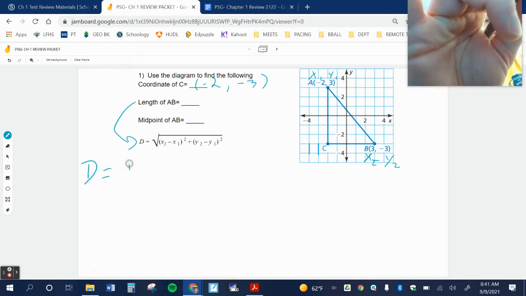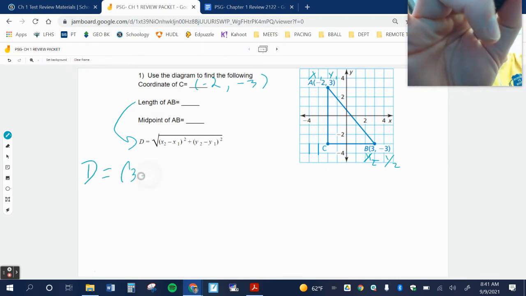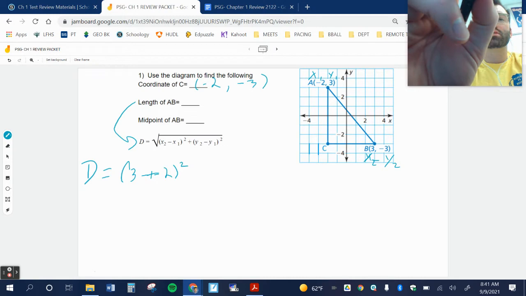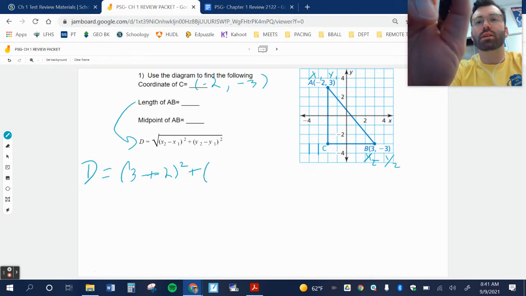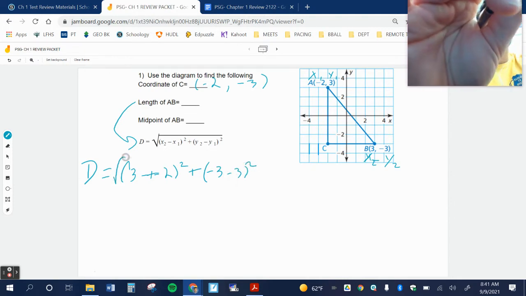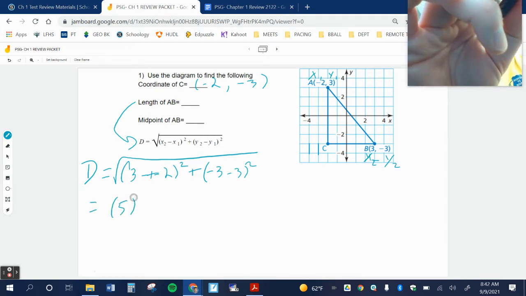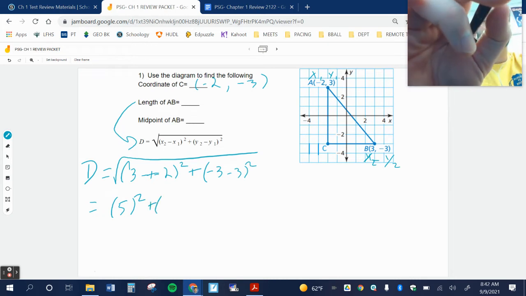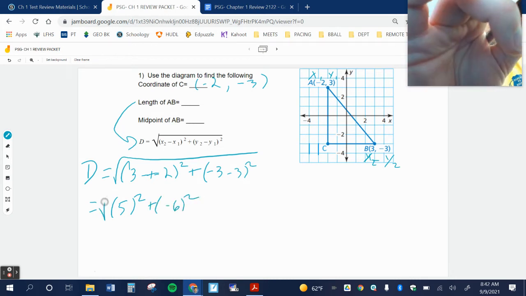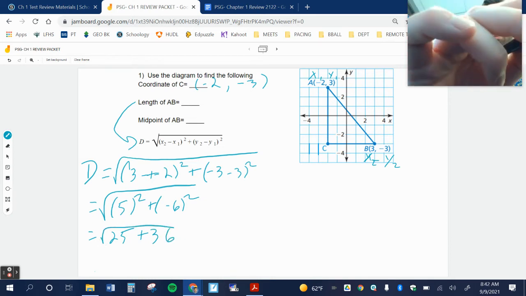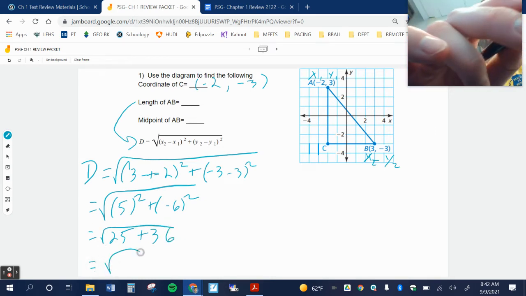D equals x2 is 3 minus -2. So that becomes a plus. Square. Remember, when we subtract a negative, it becomes a positive. Two negatives make a positive. -3, which is y2, minus 3 squared, and that's all underneath the square root. All right. 3 plus 2 is 5. -3 minus 3 is -6. So that's 25 plus, remember, -6 times -6 is positive 36. Don't make that mistake. And then I get root 61.